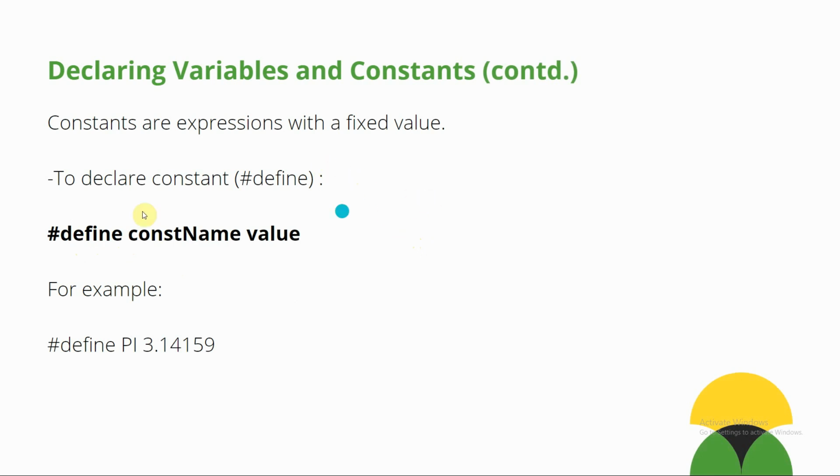In declaring a constant, you will have the syntax using the define command. So we have the syntax of hashtag define, constant name, and then the value. For example, we define the pi value. In math it is also 3.1416, but this one was declared as 3.14159. So that is the value of this constant named pi.